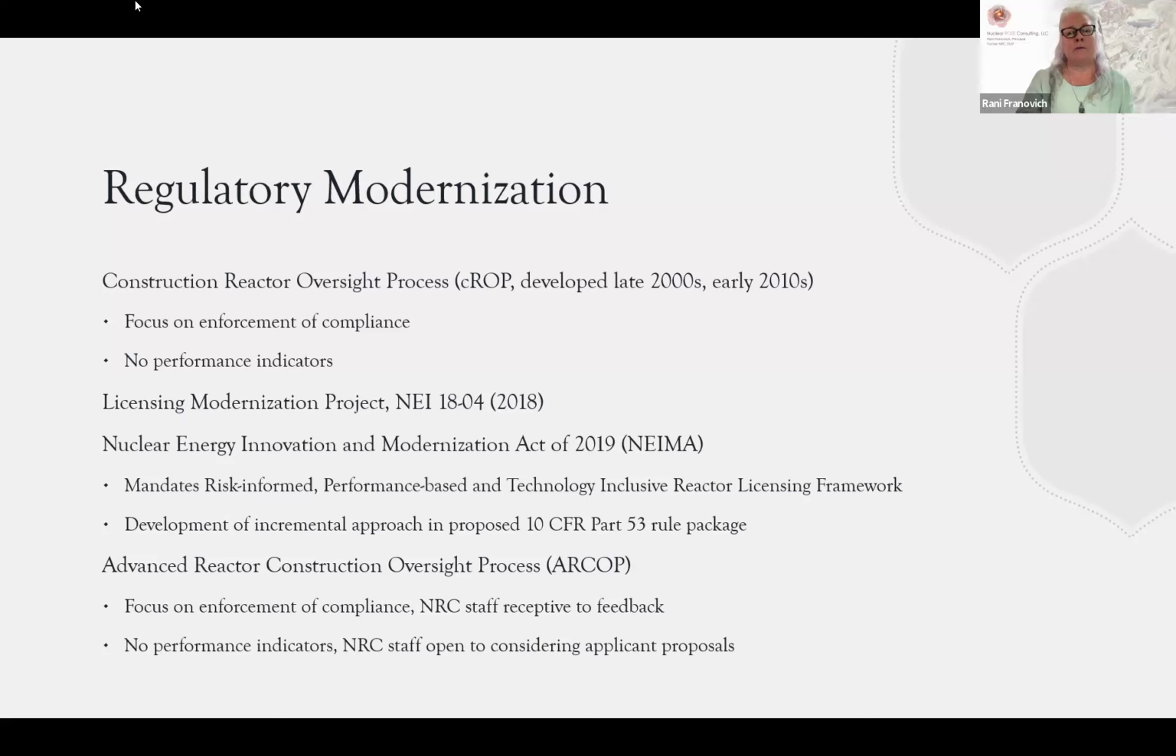The proposed rule borrowed heavily from existing regulations for large light water reactors and was deemed by the industry neither useful nor usable. Presently, the NRC is conducting workshops on an advanced reactor construction oversight process, or RCOP. The third workshop was hosted just last week. The preliminary focus is again on inspection and compliance with requirements. So Pat, with that, we have a few minutes for discussion.